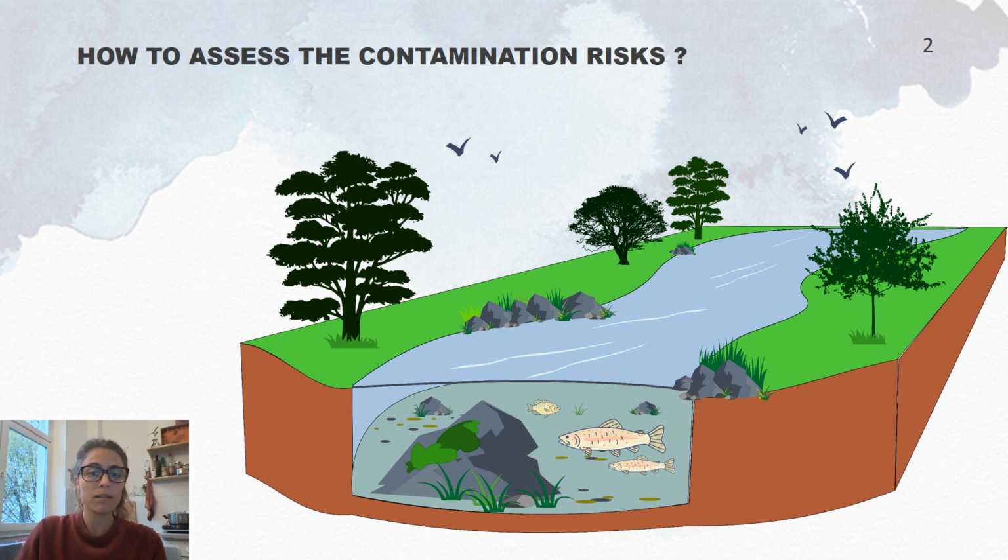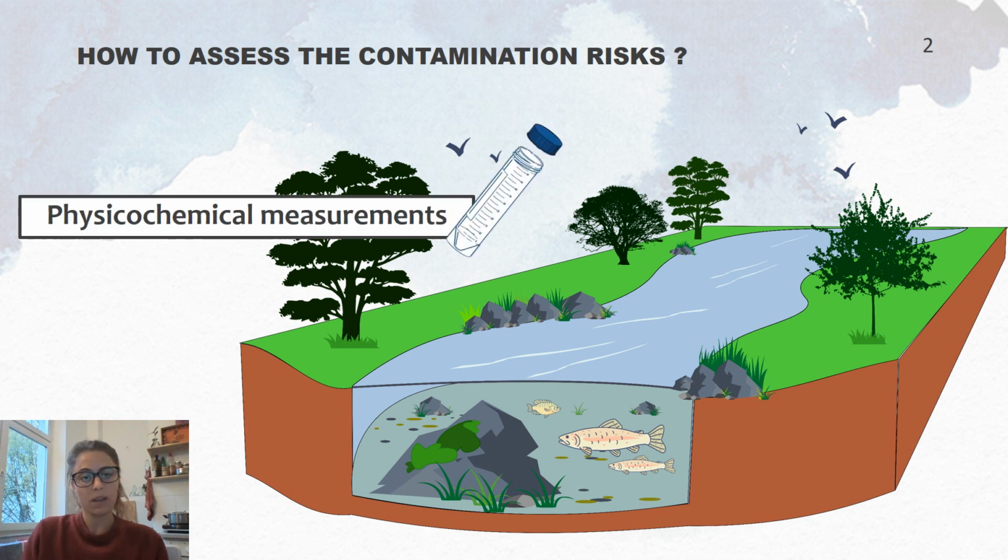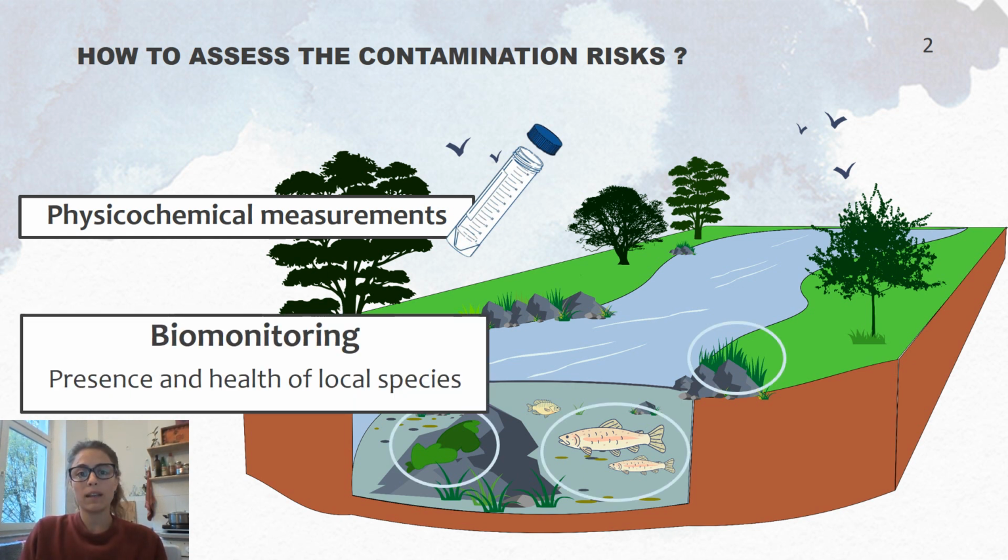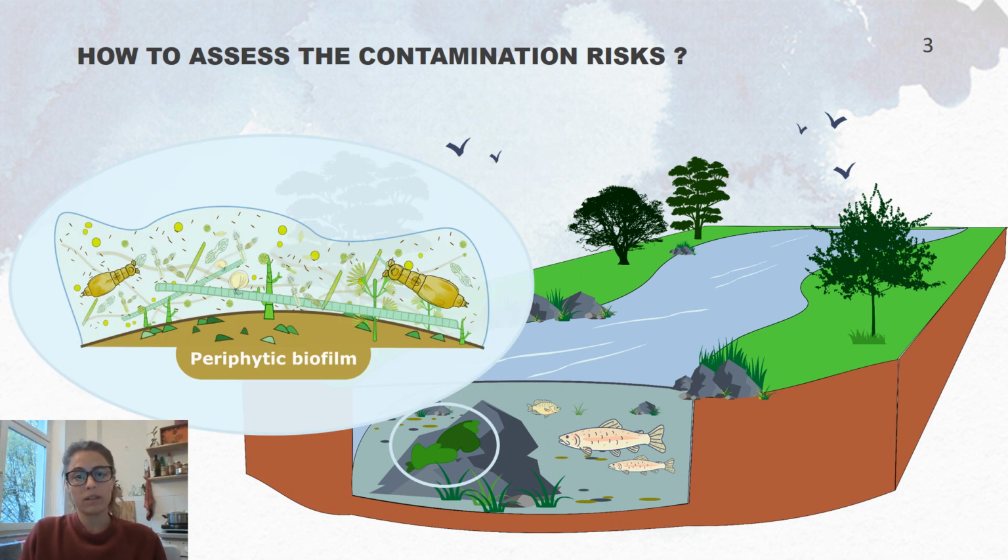So, how can we assess the contamination risk associated with thorium? First, we can realize physicochemical measurements, which consist of sampling the water and determining the contaminant concentration, as well as the principal characteristics of the water. And with that, we can use biomonitoring tools, which consist of following the presence and the health of local species. And we are particularly interested in biofilm as a biomonitor.